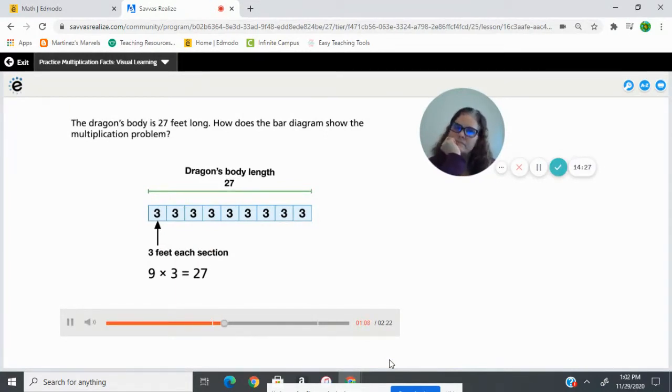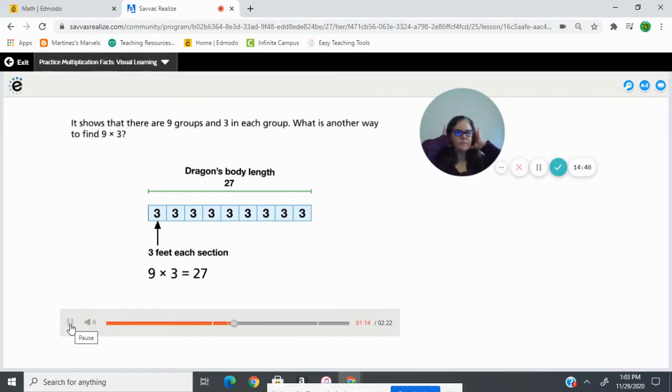How does the bar diagram show the multiplication problem? It shows us 9 equal groups of 3. So we can skip count to find the total of the dragon. It shows that there are 9 groups and 3 in each group. What is another way to find 9 times 3?